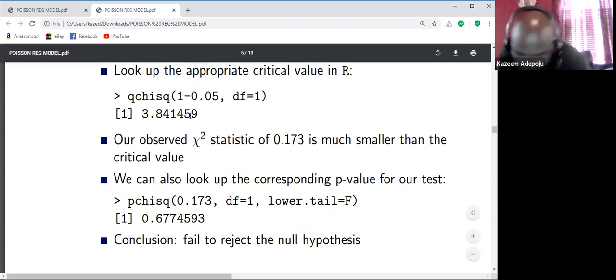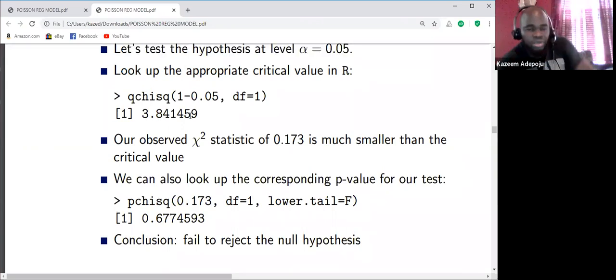I'm going to say that again. If you want to use the critical value, the test statistic has to be less than the critical value. But if you want to use the p-value, then the p-value has to be greater than the level of significance. So you can see that using the chi-square test, that's exactly how we've been able to take a decision.